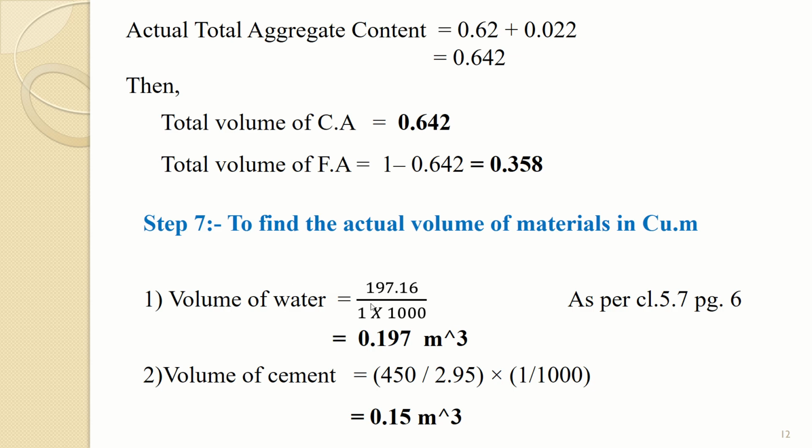Here, the mass of water is 197.16 kg, divided by specific gravity 1 multiplied by 1000. You will get 0.197 meter cube of volume of water. Now to find the volume of cement, we are going to use 450 kg of cement divided by specific gravity 2.95 multiplied by 1000. So the total volume of cement is 0.15 meter cube.